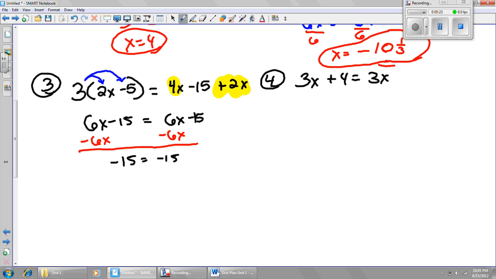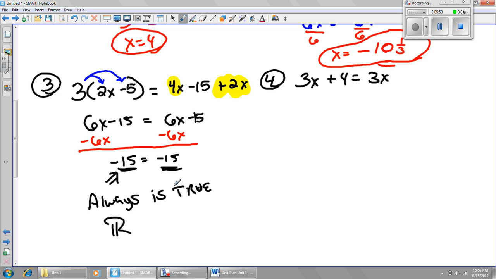Now, remember on the summer packet, there was a mistake and it said, how can I solve for x when there is no x in the problem? There's no solution. I put this in on purpose to show it to you again. This statement, ask yourself, when does negative 15 equal negative 15? It always is a true statement, right? Negative 15 always equals negative 15. That means that the solution is all real numbers.